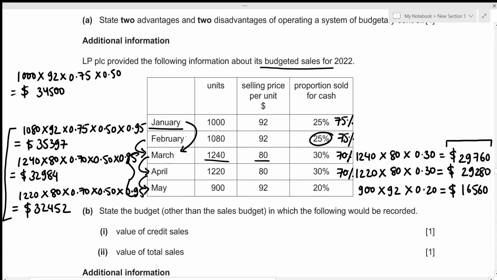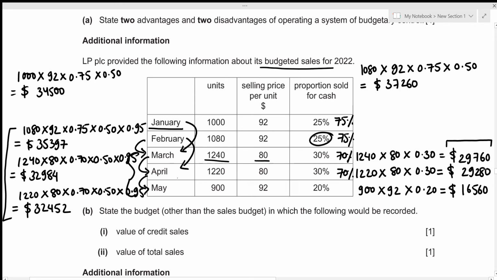Now we repeat the same process for the half of credit sales made in February, which is to be paid in the month of April. All right, I'm going to write it here. So that's number of units 1080 times the selling price of 92 times the credit sales proportion of 75%, and we're only paying half of it. So that's 0.50 as well. This gives the amount of credit sales to be paid in the month of April to be 37,260.